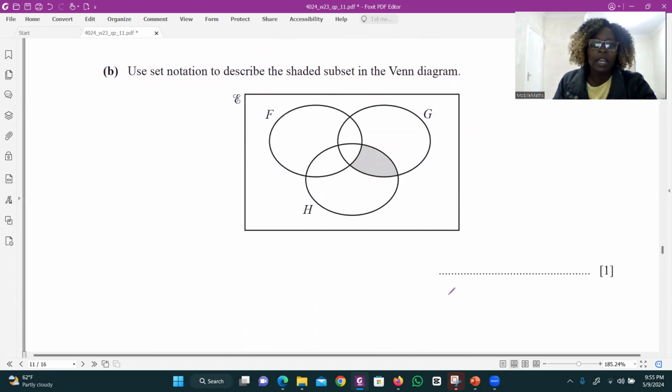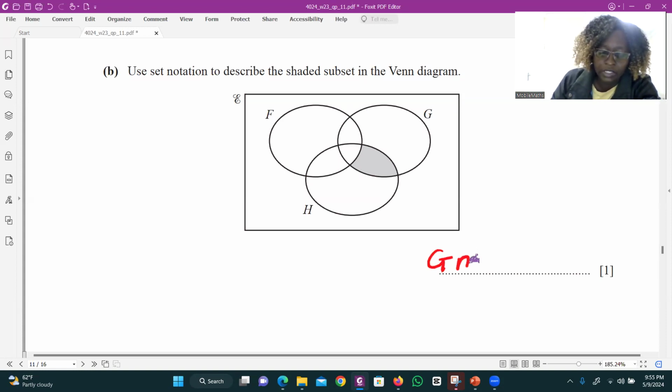Let's move on. Use set notation to describe the shaded subset in the Venn diagram. What it means is that this is an intersection, G and H. So I've got G intersection H, okay? But then there's this portion which is not shaded.